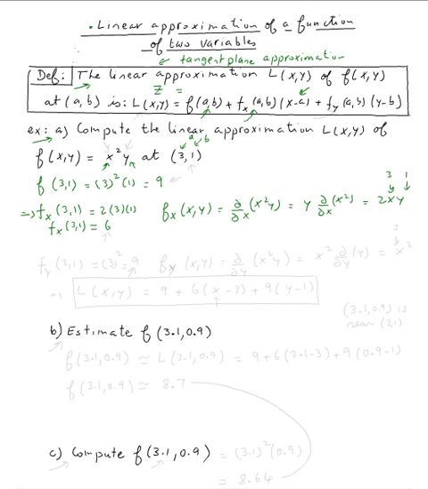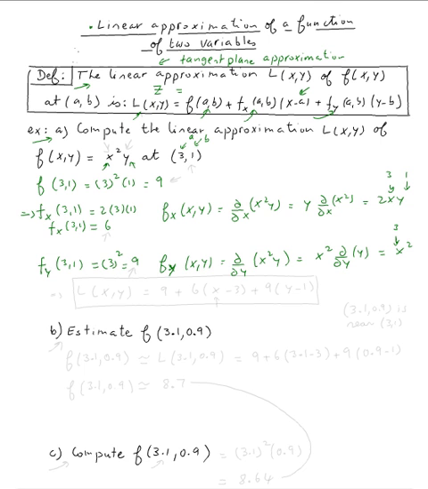Now same thing, I need to find the partial derivative with respect to y at (3,1). The partial with respect to y of x,y is the partial with respect to y of x squared y. Now x squared is a constant, take it outside. The partial with respect to y of y is 1, so that's x squared. So I'm going to take 3 and plug it into x. So fy of 3,1 will be equal to 3 squared, which is 9.